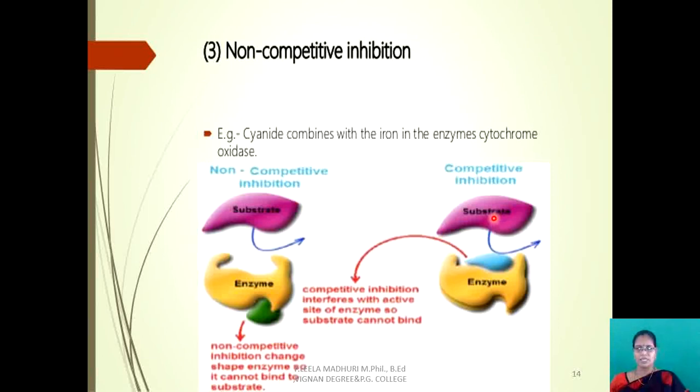Coming to the competitive inhibition, this is the substrate. In competitive inhibition, there arises a competition between the inhibitor and the substrate so that the substrate cannot bind. The inhibitor competes with the substrate and binds to the active site. Competitive inhibition interferes with the active site of the enzyme so that the substrate cannot bind. That is the main difference. In non-competitive inhibition, the substrate is not binding at the active site, but in competitive inhibition, the inhibitor competes with the substrate so that it cannot bind to the active site, and the inhibitor will bind to the active site. As a result, the reaction is not forwarded.